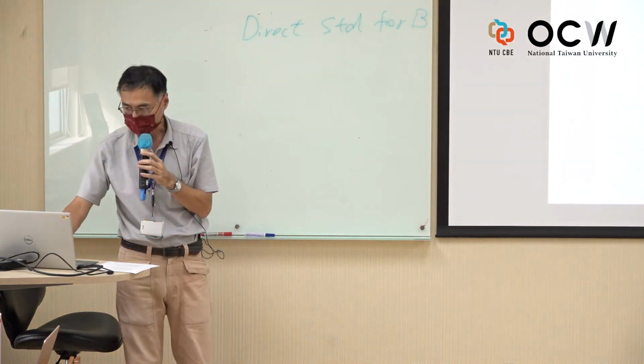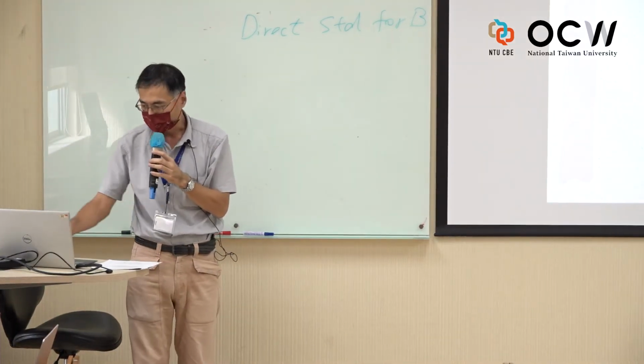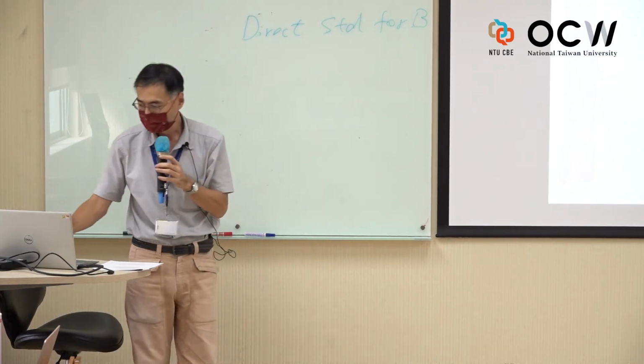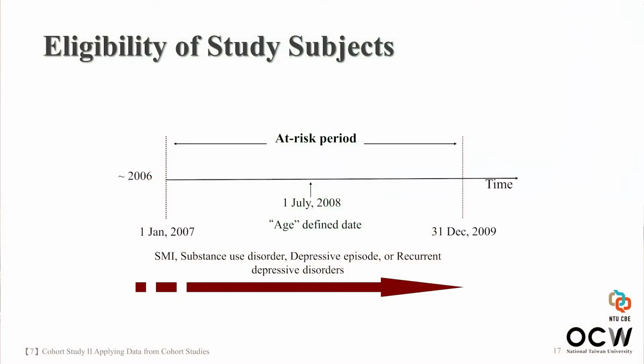Okay, then here comes the example from real studies. So first of all, we need to define a cohort, right? So this is the timeline. The data become available sometime in 2006.